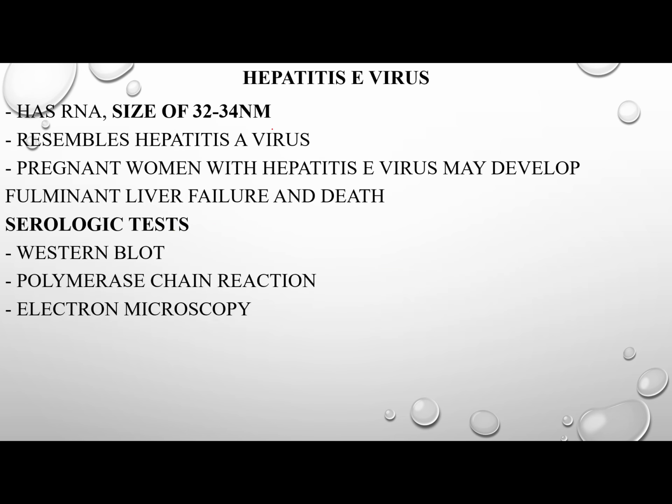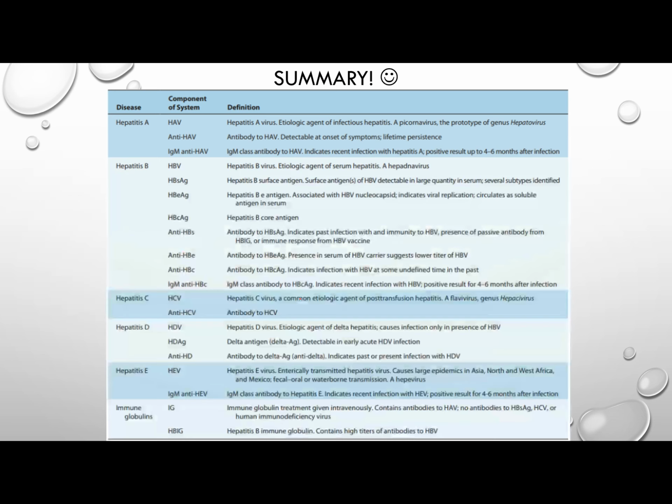Then we have your hepatitis E virus. So it has RNA. It has a size of 32 to 34 nanometers. Resembles hepatitis A virus. Pregnant women with hepatitis E virus may develop fulminant liver failure and even death. Serological tests would include Western blot, PCR, and electron microscopy.